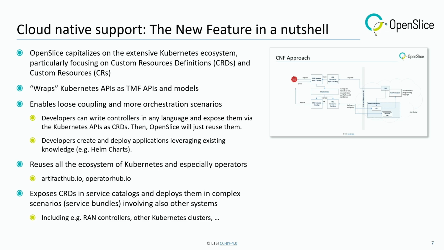So what it tries to do is to wrap around Kubernetes APIs using TMF APIs and models. With this reasoning, it provides loose coupling and enables developers to reuse their already known knowledge of Kubernetes and Helm charts to provide more orchestration scenarios. Also, as it goes without saying, it enables the usage of the broad ecosystem of Kubernetes. And also it can expose CRDs as service specifications to include them in several complex orchestration conditions and provide interactions, or complex services, with other systems as well, such as RAN controllers, other Kubernetes clusters, or even NFVOs themselves.